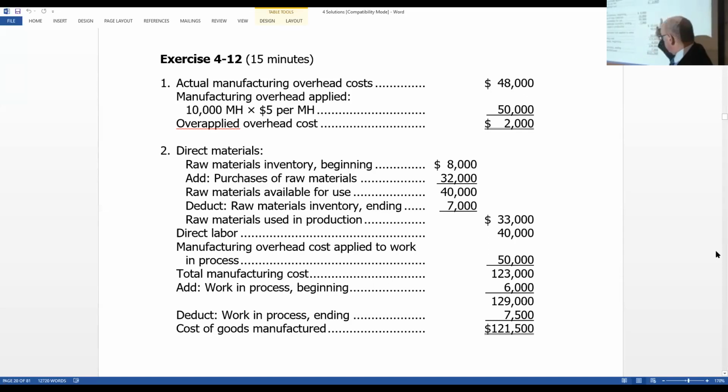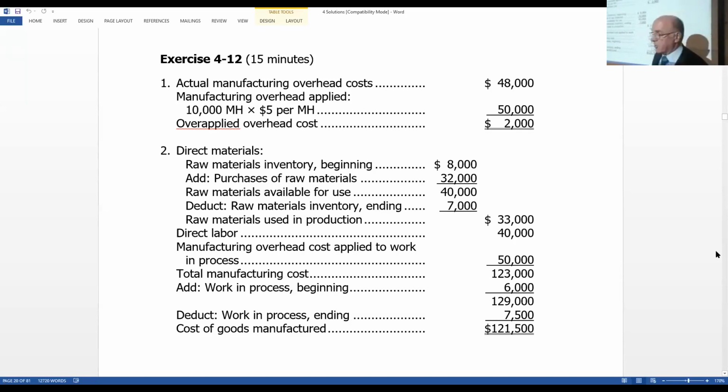The difference between all these debits and the ending balance would be the amount you transfer to the next stage of production. When it's no longer in process, it goes into finished goods. That's the next stage of production. So 121,500, that would be cost of goods manufactured.